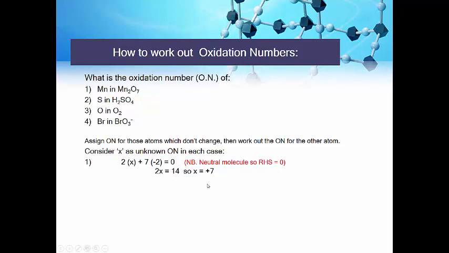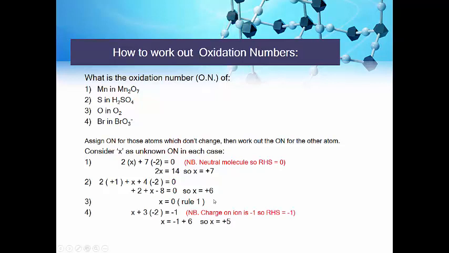With the next one, we have sulfur that we're trying to work out in H2SO4. Putting in our values, we have 2 hydrogens, which are +1, our unknown sulfur, and 4 oxygens at -2 each. Overall that gives us 0 because there's no charge on this molecule. So we've got +2 plus x minus 8 equals 0. Rearranging that, we get x equals +6.